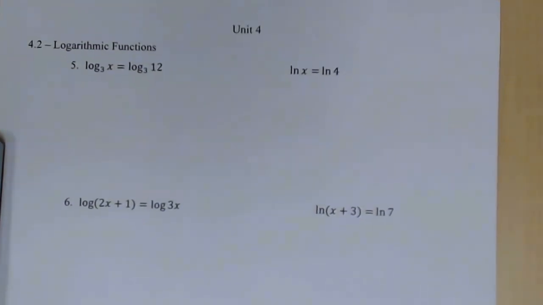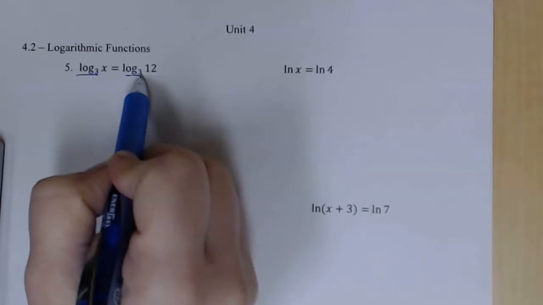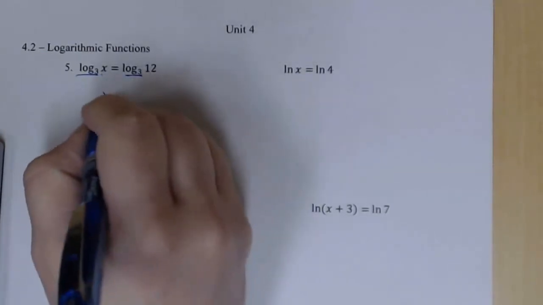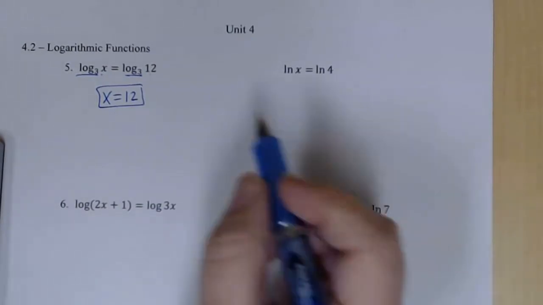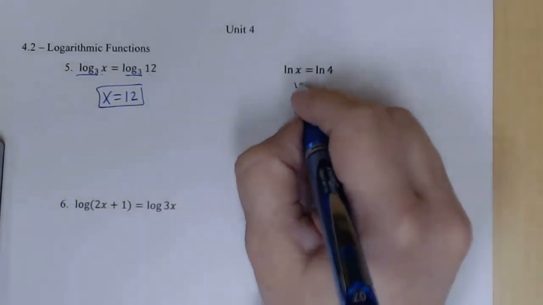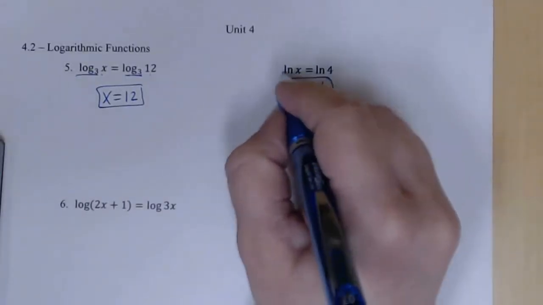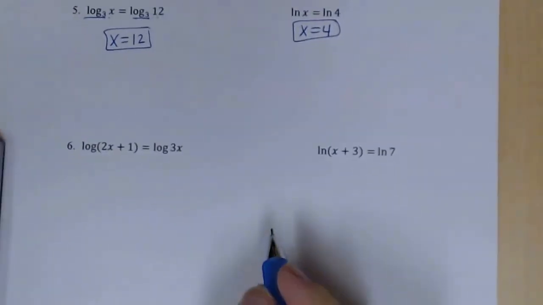Now let's put together some of the one-to-one properties. So this says if my logs are the same, whatever I'm logging should be equal, so that means x is equal to 12. It looked confusing, but by my one-to-one property, I just had one step. The same is true with your ln's. x is equal to 4. I'm ln'ing both sides. They're equal. That's all I got. So x has to be 4.